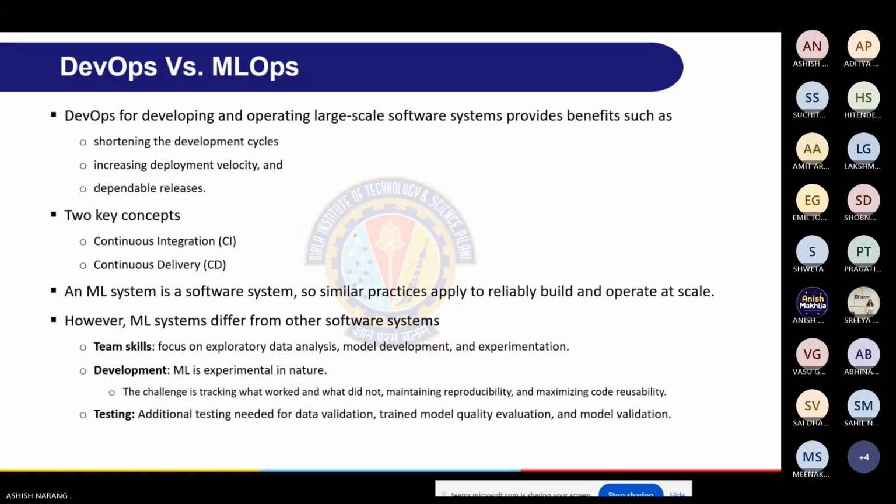Testing. One part of testing in development is functional testing and so on, but in machine learning you also need to do data validation. Then after the model is ready, you test the model, how well it is performing, and then you do model validations also. So these are the things which are a little different from DevOps. I'm not saying these are completely different things, but development is different, and testing is a little more challenging.